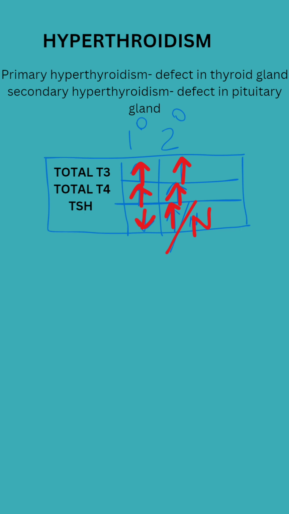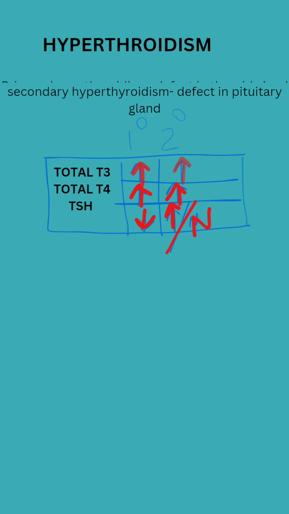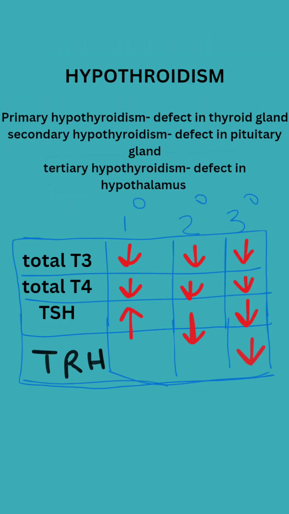So in thyroid profile, we will see increased values of T3, T4 with decreased level of TSH in primary hyperthyroidism, whereas in secondary hyperthyroidism, more T3 and T4 will be accompanied by more or normal value of TSH. In hypothyroidism, we will see lower values of T3 and T4 hormones with increased level of TSH.